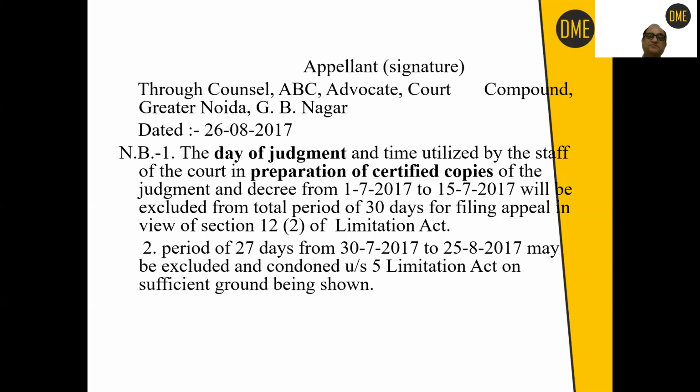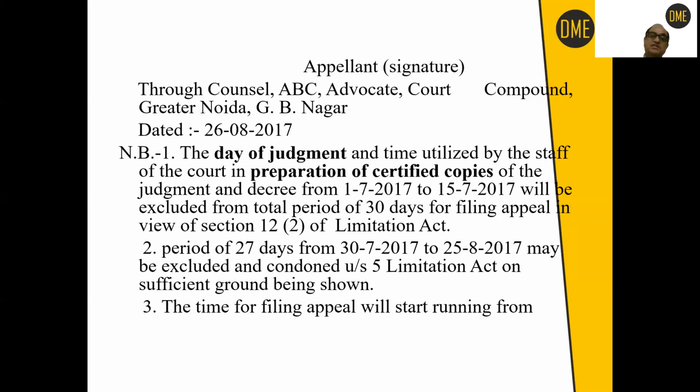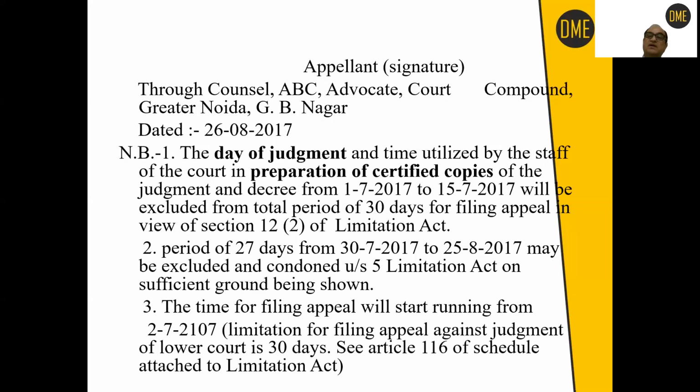This is provided in section 12 clause 2 of Limitation Act. And at the same time, the period of delay of 27 days, because the appeal was to be filed on 30th July and it is now filed on 26th of August. So you will have to explain the delay from 30th July to 25th of August as to why your delay should be condoned under section 5 Limitation Act on sufficient ground being shown. So dear students, this is the first illustration of how to draft an application under section 5 of Limitation Act.